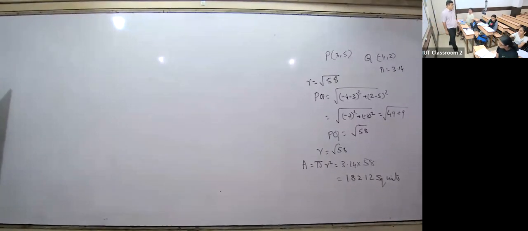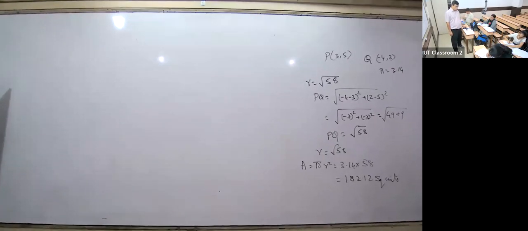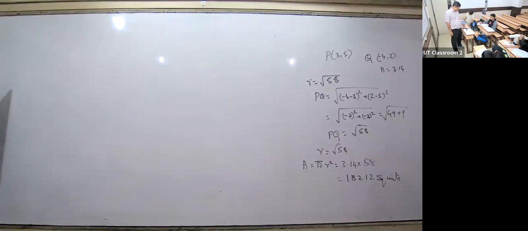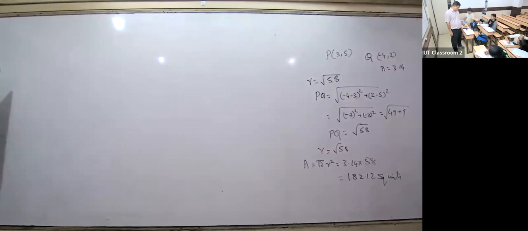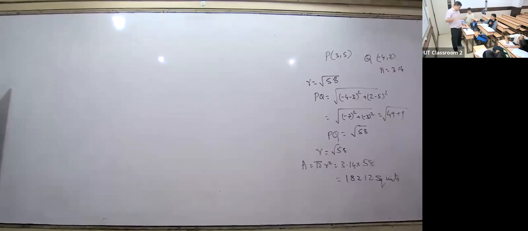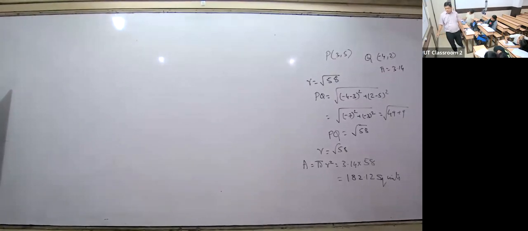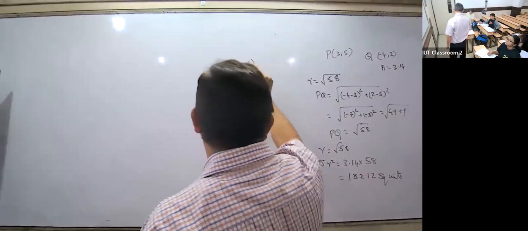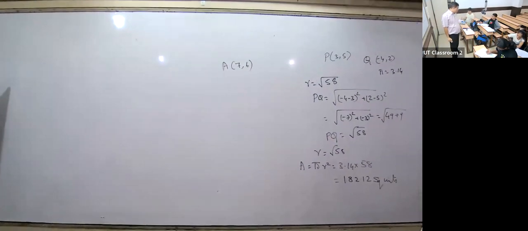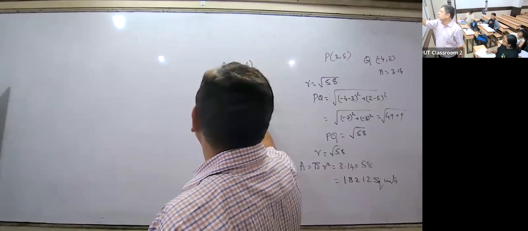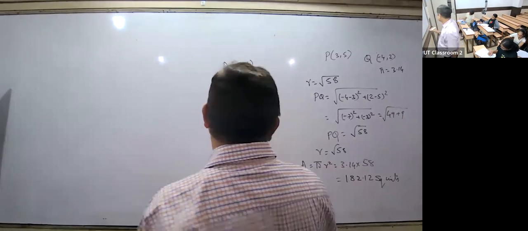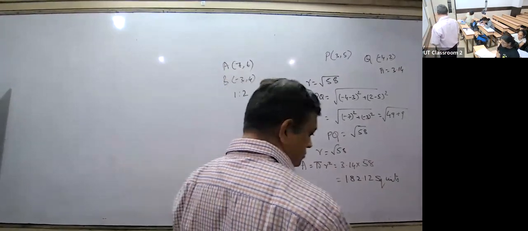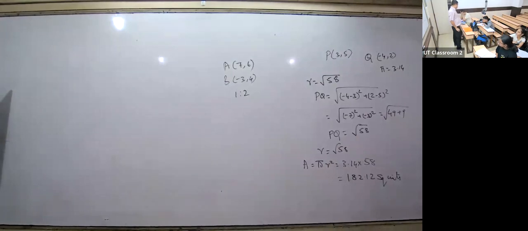Another question. Find the point on the x-axis whose distance from A(7, 6) and B(-3, 4) are in the ratio 1:2. You have to find a point on the x-axis. Read and identify.